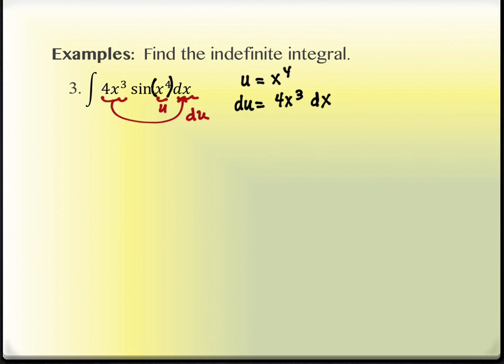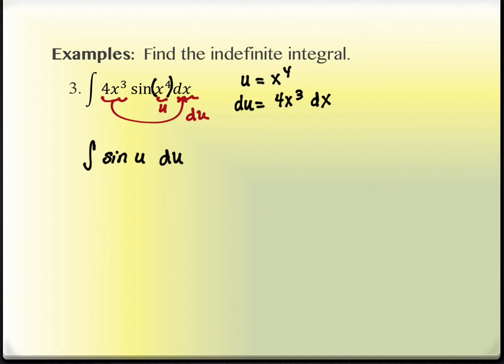And so I make a substitution step. Integral at the beginning. The 4x cubed and the dx at the end are my du, and I put it at the end. It's sort of a bookend to the integral sign, right? I still have sine. Don't lose the sine. And it's the sine of u.